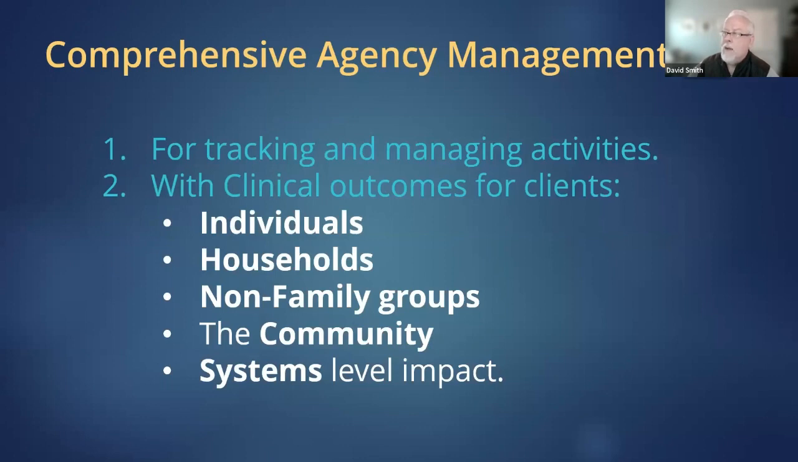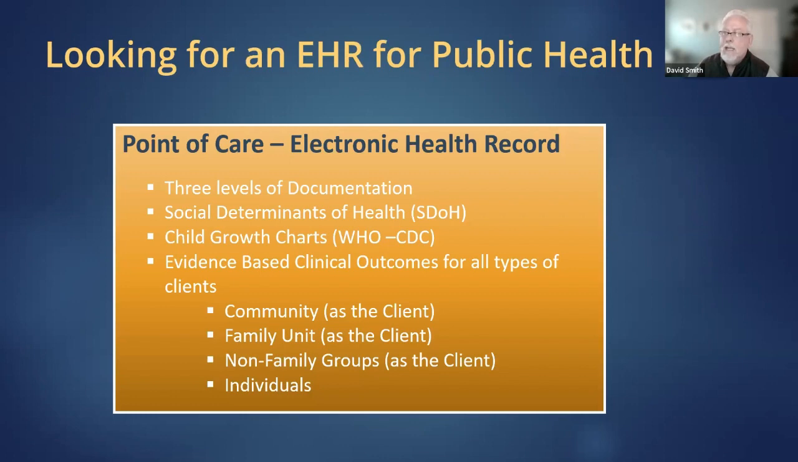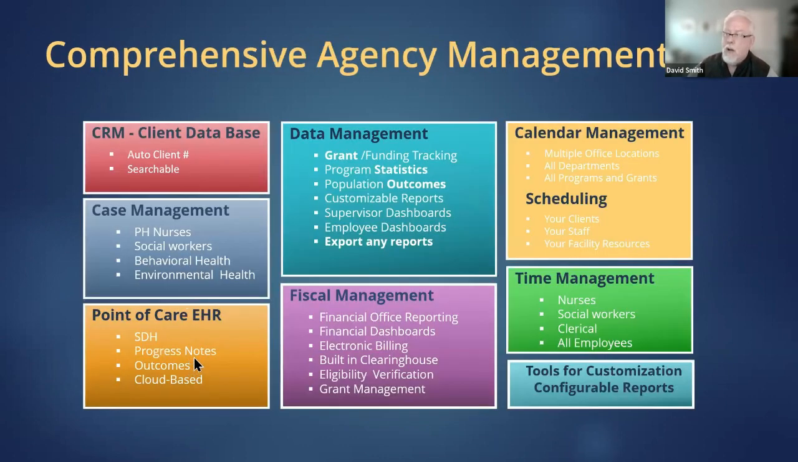Our philosophy, like I said, is comprehensive agency management. We believe that you need to track and manage all activities with clinical evidence-based outcomes for clients, whether those are individuals, households, non-family groups, or the community at large, and even systems level impact. A lot of people come to Champ or they come to our website looking for a point of care electronic health record, and we certainly have that included. In fact, ours is unique in that we have social determinants of health built into the nursing language. We also have the ability to produce child growth charts based on the WHO and the CDC percentiles, and we offer 3 levels of documentation, but that's only one part of the system that we offer.